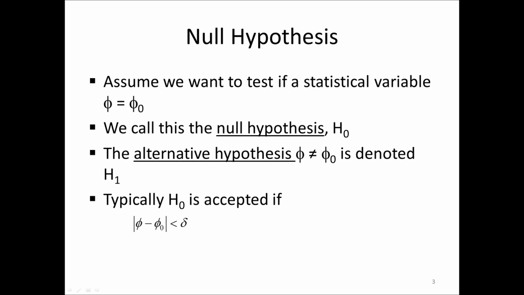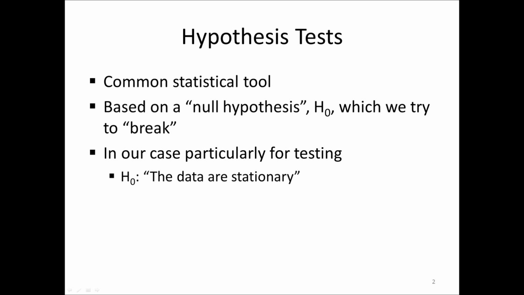The alternative hypothesis, that phi does not equal phi sub naught, is denoted H sub 1, and it's called the alternative hypothesis. Typically, then, we look for a value delta so that the null hypothesis is accepted if the difference of phi and phi naught is small enough. You will see how it works when we do it.